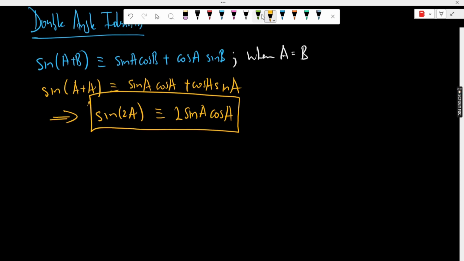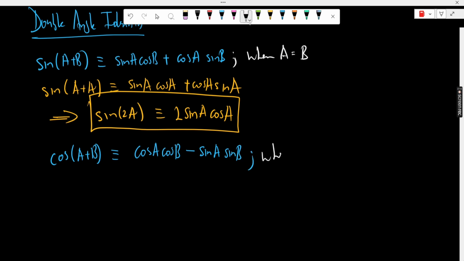So having done that, I want you to follow similar steps and do this one. Cos of A plus B is equivalent to cos A cos B minus sine A sine B, right? So what are you going to say? You're going to say that when A equals B, and you proceed to make that substitution and obtain the final version. Try that for me. Stepping away for a minute.